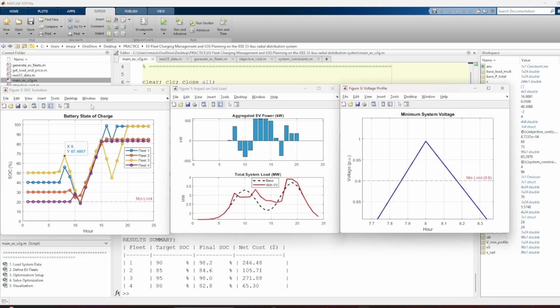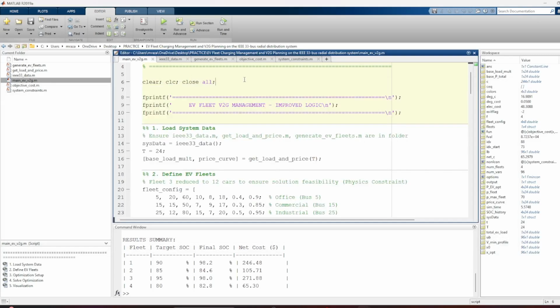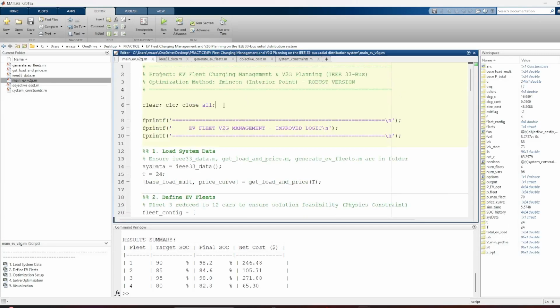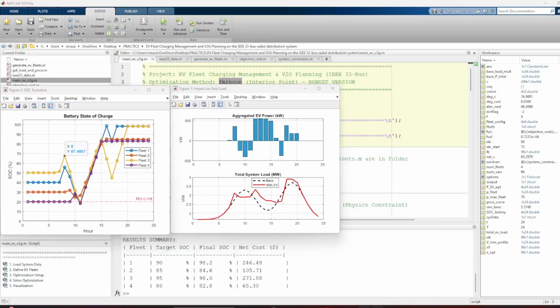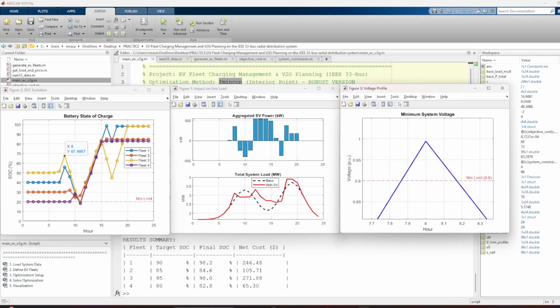Hello everyone. This is a project about EV fleet charging management with V2G planning on the IEEE-33 bus system. The optimization method, which is a built-in function of MATLAB, is considered right over here. I just open up the figures and tables, so I show you the problem and how much we have solved it.